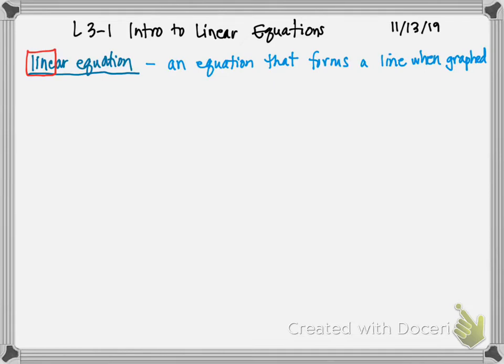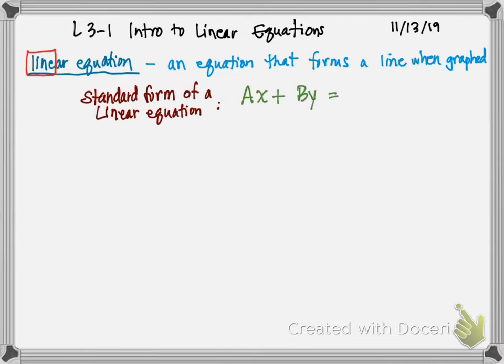Okay? So now we're going to talk about different ways to write equations of lines. And so the biggie is called standard form of a linear equation. And it looks like this: Ax plus By equals C. Okay? So we have some rules about what that equation stands for.